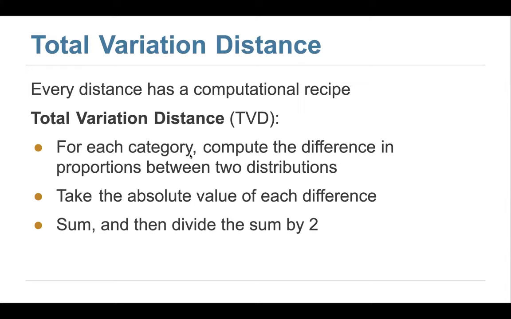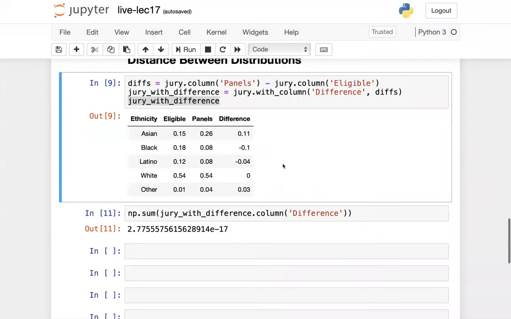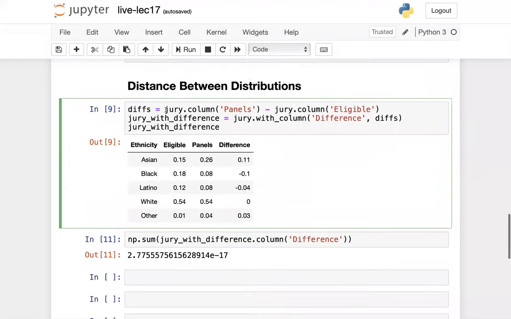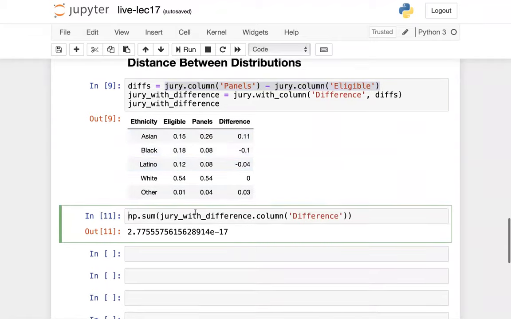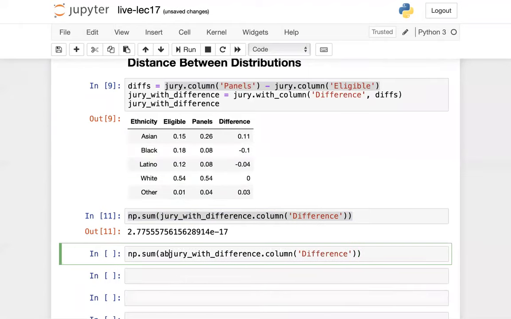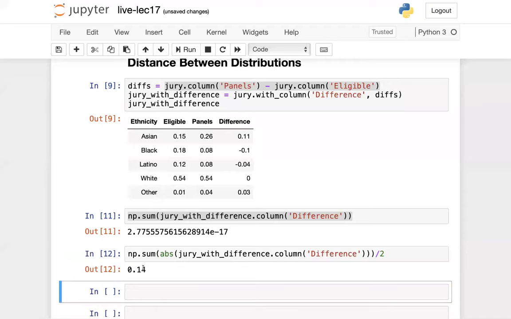We'll explain why we divide by 2 in a second. But it's very similar to what we just did. We computed the differences between the two distributions, but then before we sum them up, we'll take the absolute value, and then we'll divide by 2. So let's go back to the demo and do that. Here we already did the first step, which was we took the difference between these two columns. So that's what we got here. And then what we needed to do was actually take the absolute value before we take the sum. So we actually want to take the absolute value of the differences, then we take the sum, and then we divide by 2. And so then we get an answer of 0.14.